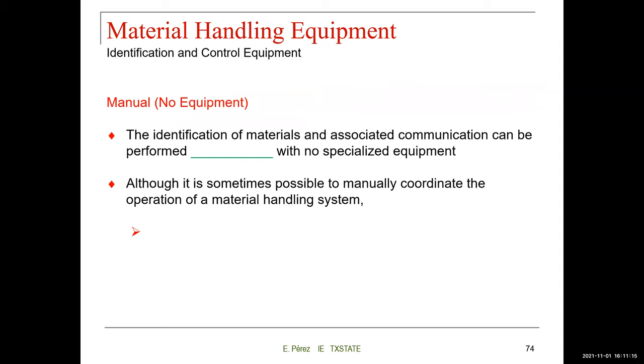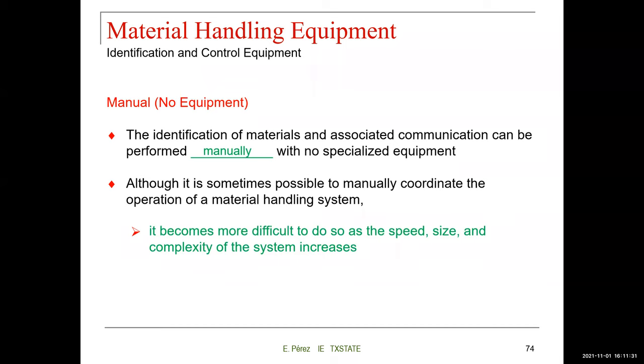So as always, we start with the manual, no equipment needed. The identification of materials and associated communication can be performed manually with no specified equipment. Although it is sometimes possible to manually coordinate the operation of a material handling system, it becomes more difficult to do so as the speed, size, and complexity of the system increases.